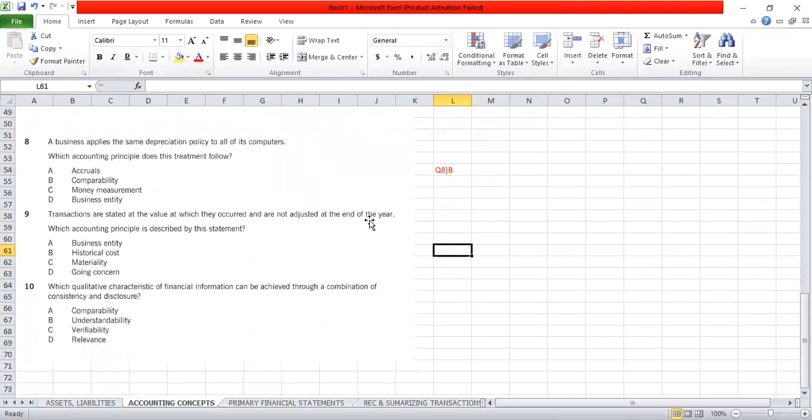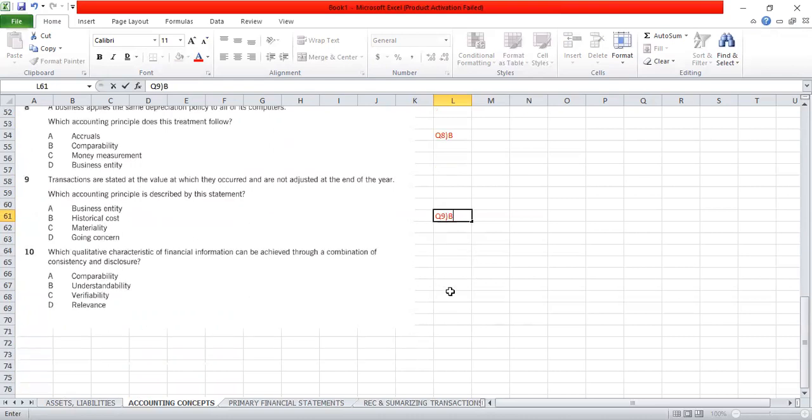Number 9. Transactions are stated at the values at which they occurred and are not adjusted at the end of the year. Which accounting principle is described by this statement? It is historical cost, which is B from our question. The right answer is B.